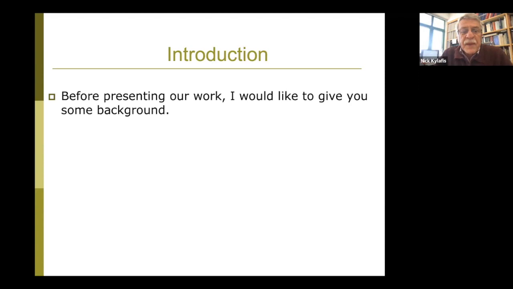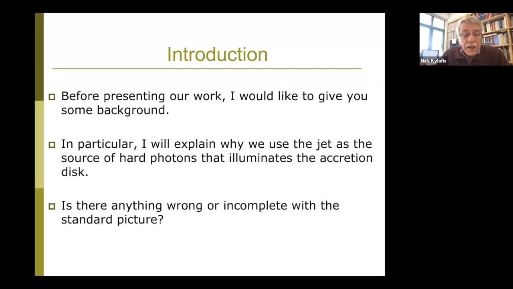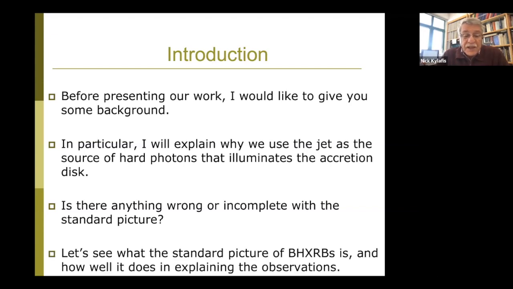I feel that I need to give you a lot of background, not some background, a lot of background. So let me do that. I will explain why we use the jet as the source of hard photons that illuminate the accretion disk. And I ask the rhetorical question, is there anything wrong or incomplete with the standard picture? The answer is yes. And let's see what the standard picture of black hole X-ray binaries is and how well it does in explaining the observations.